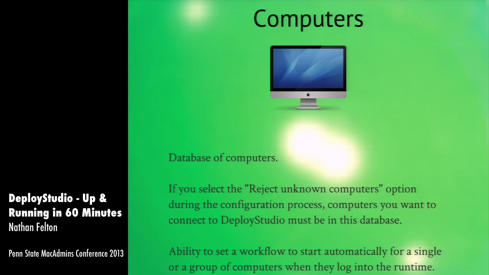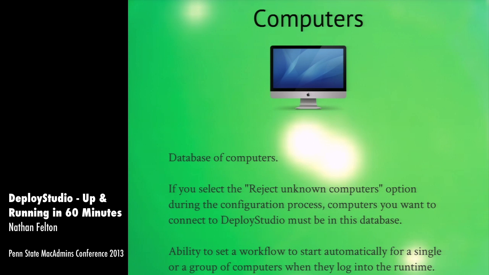Yes, that's actually a great point as well. He asked if you could import a list. If you go back to the DMG you mounted, there's an extras folder in there. In that extras folder, there's an example CSV file, and you can use that example CSV file to mass import computers into DeployStudio. So it's got the proper headings and information that you need.